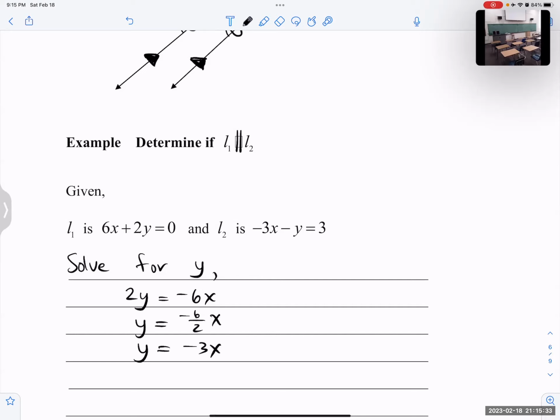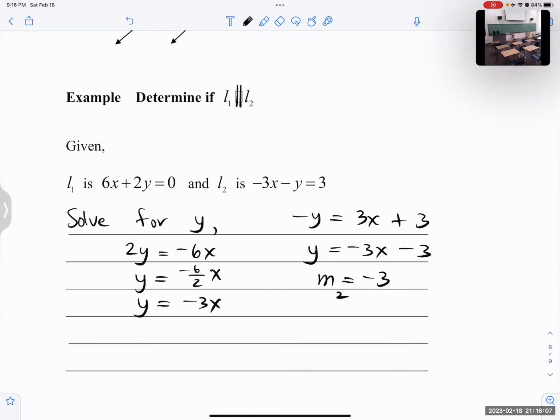For the second line, L2, if we solve for y, we have negative y equals positive 3x plus 3. We want to solve for y, not negative y, so we multiply every term by negative 1. That will change the sign on all the terms. So y equals negative 3x minus 3. And therefore, the slope, which is the coefficient of x, is negative 3. So the slope of line 2 is negative 3, and the slope of line 1 is negative 3. We have equal slopes.